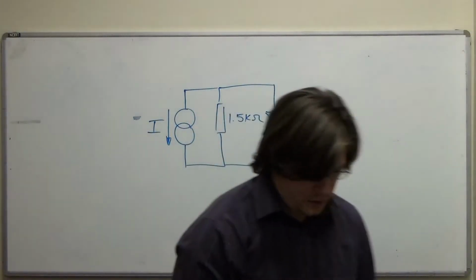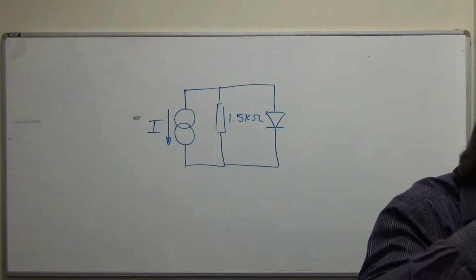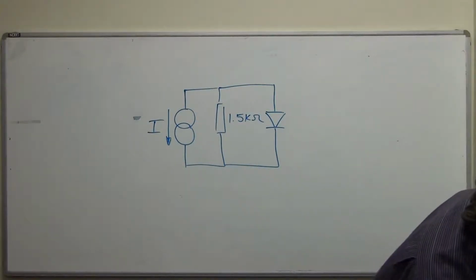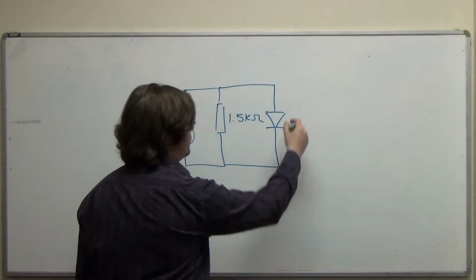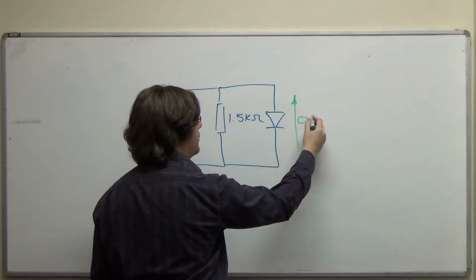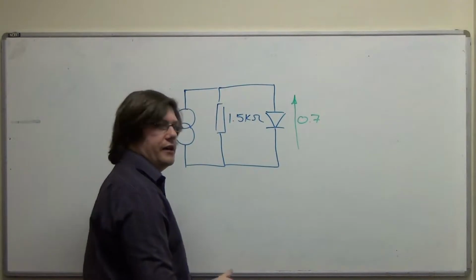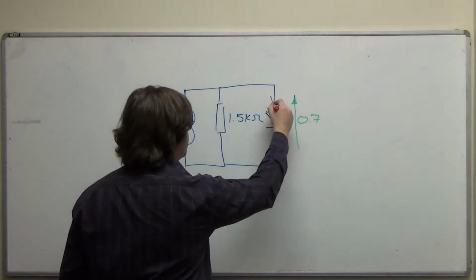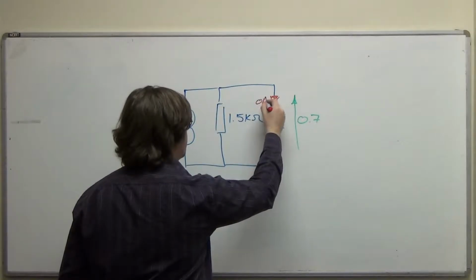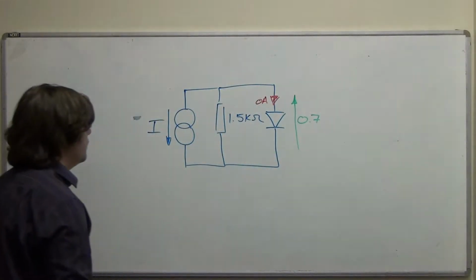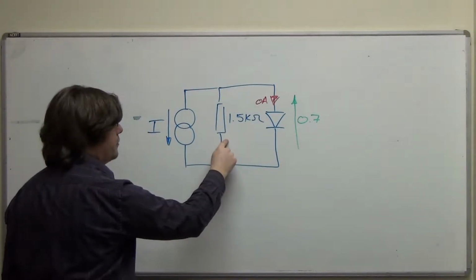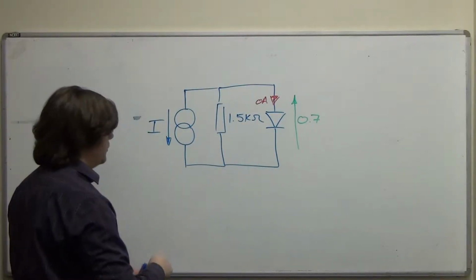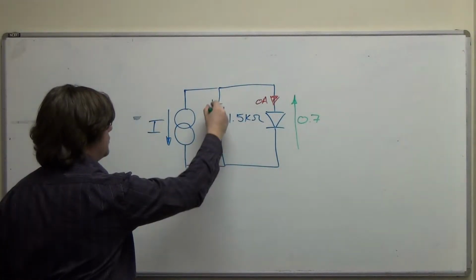Okay. We can carry on with our usual method of saying if this diode is on the point of conduction, there has to be 0.7 volts across it, and there has to be no current through it. If that's the case, because the resistor and the diode are in parallel, there must be 0.7 volts across the resistor as well.